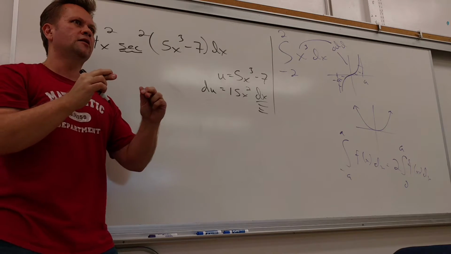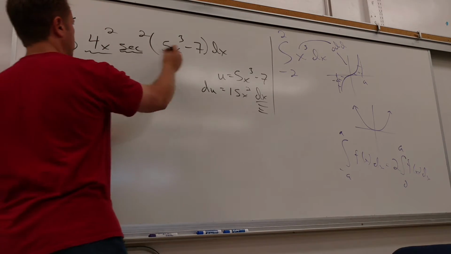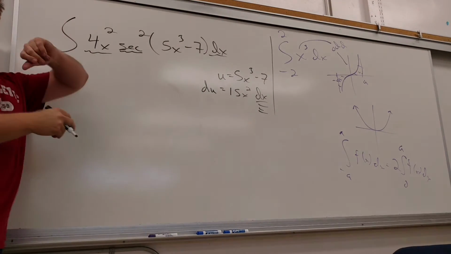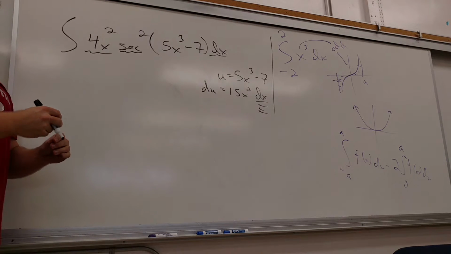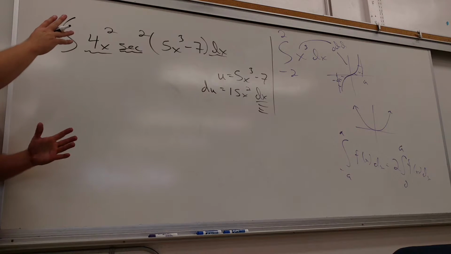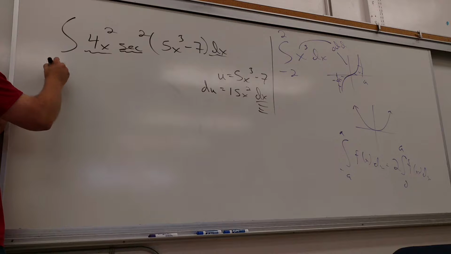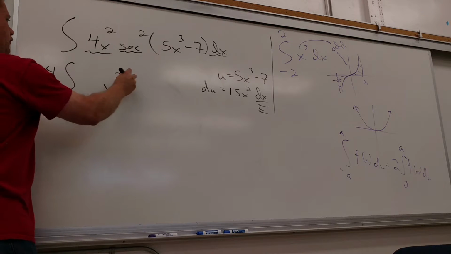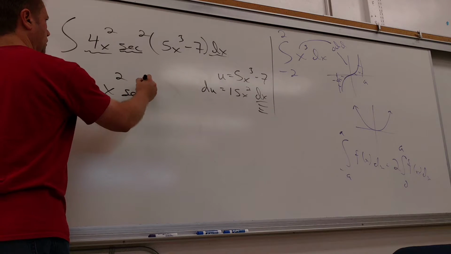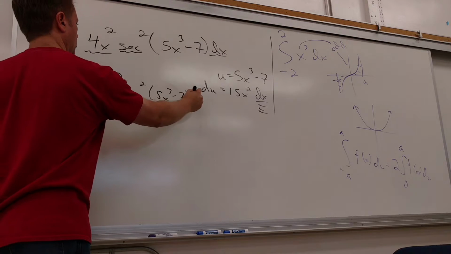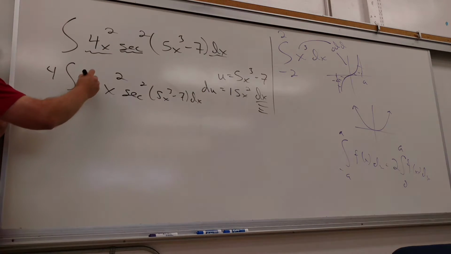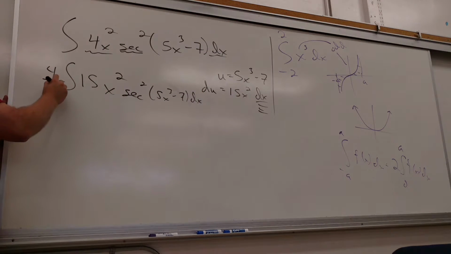Right, maybe. So I currently see 4x squared dx. That's not what I want. You can take the 4 out. Yeah, take the 4 out of the way. It's nowhere near what I want. And then how do I get a 15 to show up there? Put 15 in the right place. Yeah, if I put a 15 there, I better divide by 15. All right, 15.